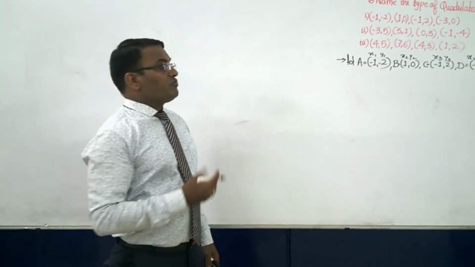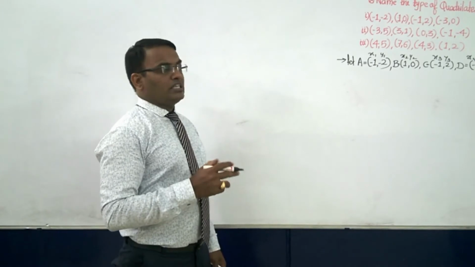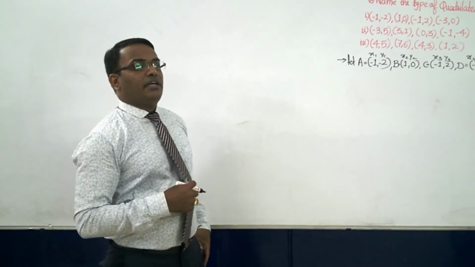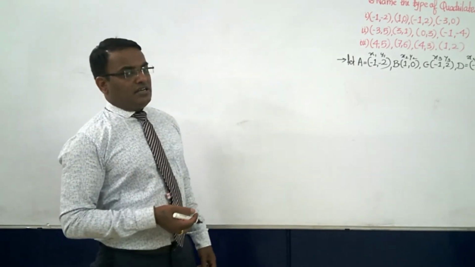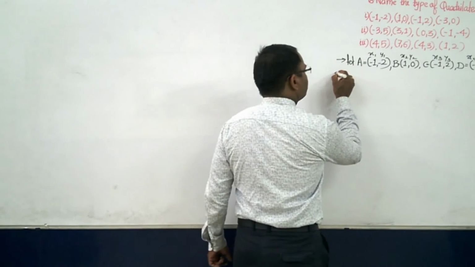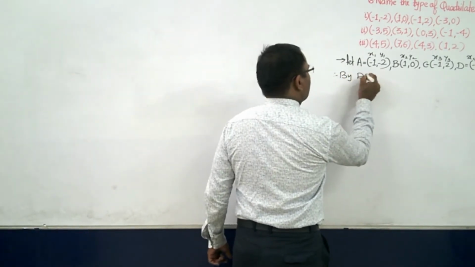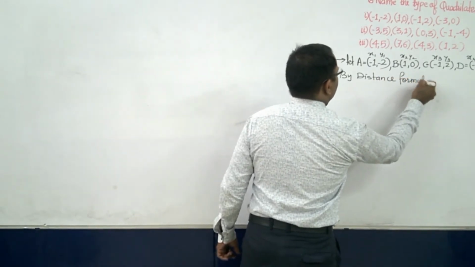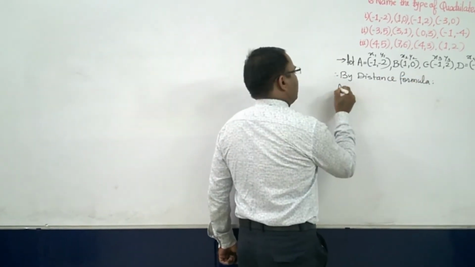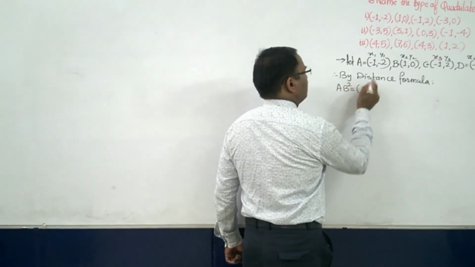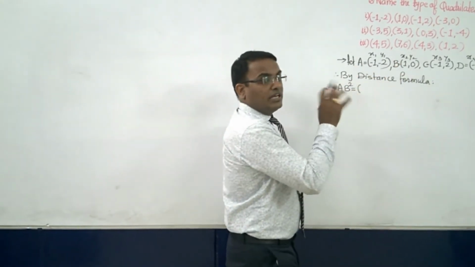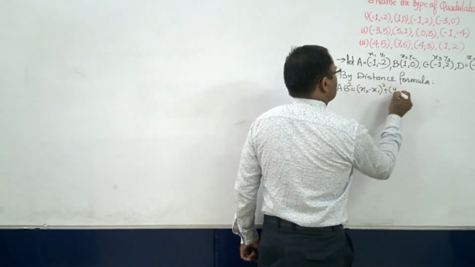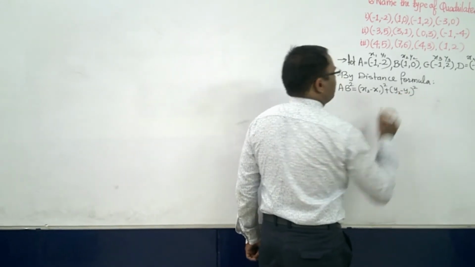What you have to do is first find out AB, BC, CD, and AD, the distances between all these 4 points, and then we will find out what type of quadrilateral it is. Okay, so let's go on. By the distance formula, AB square is equal to, for A and B using x1 and x2, x2 minus x1 whole square plus y2 minus y1 whole square.